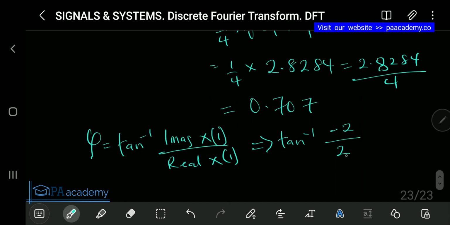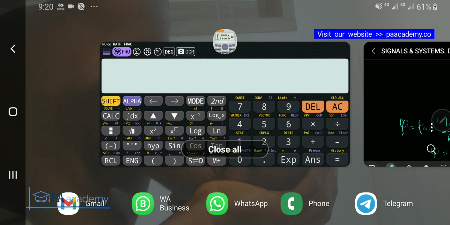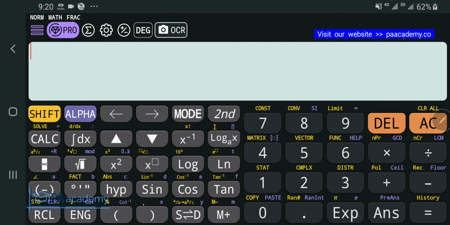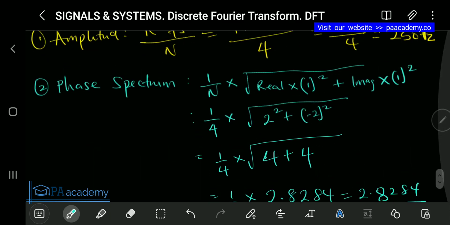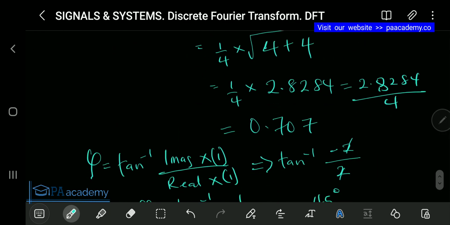Okay, so let me just continue here. So this will cancel this, so we are left with tan inverse of -1. And if you check your calculator to look for the value of the tan inverse of -1, that should give us -45 degrees. But let's just confirm. So tan inverse of -1, you can see, so that's -45. So that's -45 degrees, and that's the answer for the phase spectrum. All the calculation that has to do with phase spectrum, we've just done it.